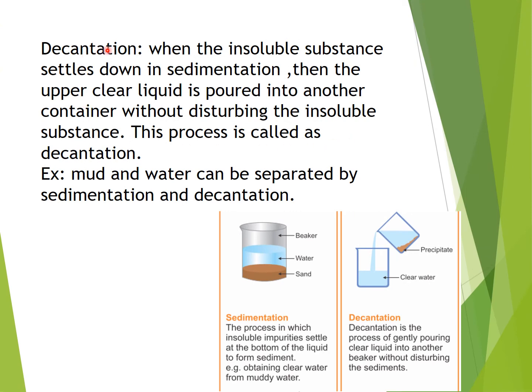So next is decantation. First, the insoluble substance settles down in sedimentation. Here, in the process of sedimentation, the insoluble substance has settled down at the bottom. Now the clear water here, we will be pouring this clear liquid into another container without disturbing the particles here. This process is known as decantation. For example, mud and water can be separated by sedimentation and decantation.